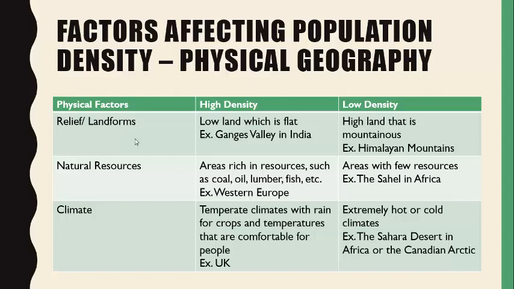And on the other hand, places that have climate extremes, places that are extremely hot or extremely cold, will have lower densities. So think of the Sahara Desert in Africa or the Canadian Arctic. There are some people living there, but not nearly as many per square kilometer as the rest of those continents.